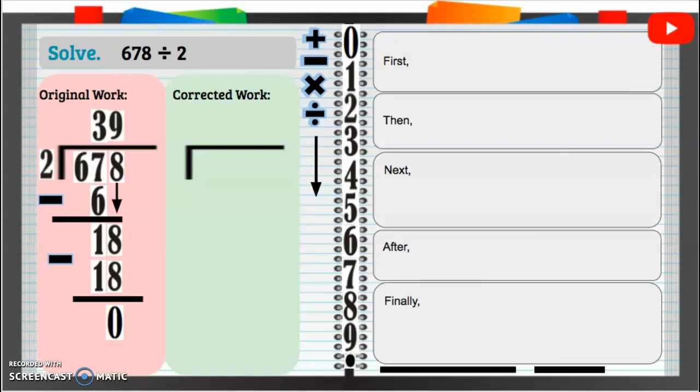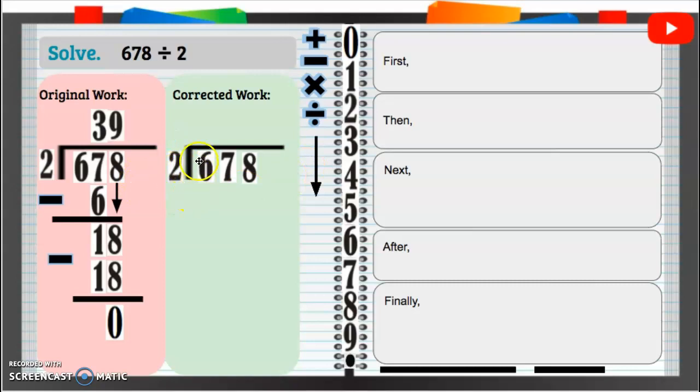All right, so it says solve 678 divided by 2. Well, first of all, let's see this original work. Maybe we can do it at the same time while we compare what their original work was. So we have 678. That is going to be on the inside of our house. That's our dividend. And our divisor is going to be 2 because we're dividing by 2. So is it set up correctly both ways? Yes, it is.